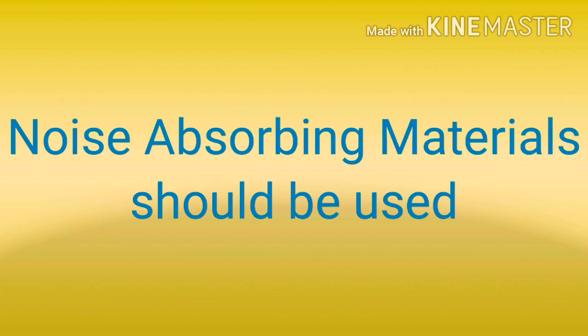The last suggestion or way to control environmental degradation is that noise absorbing materials should be used. That means noise absorbing material may be used apart from personal use of earplugs and earphones. So once again, noise absorbing materials should be used apart from personal use of earplugs and earphones. So these are the various ways to control environmental degradation.